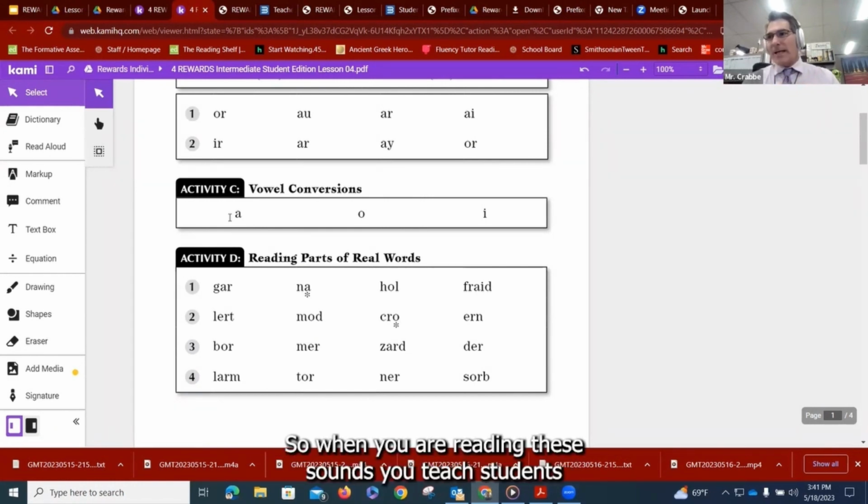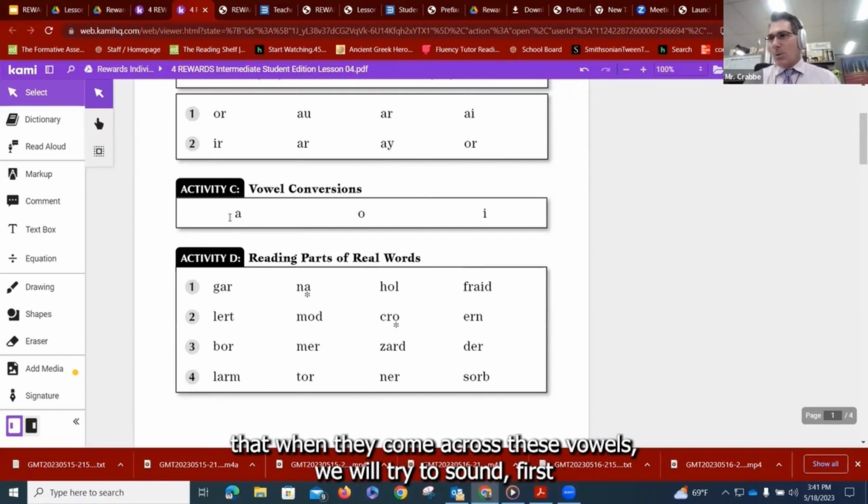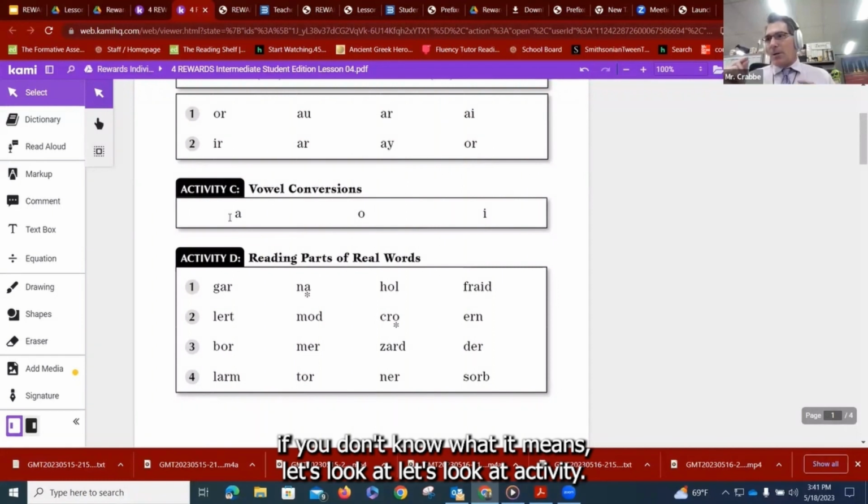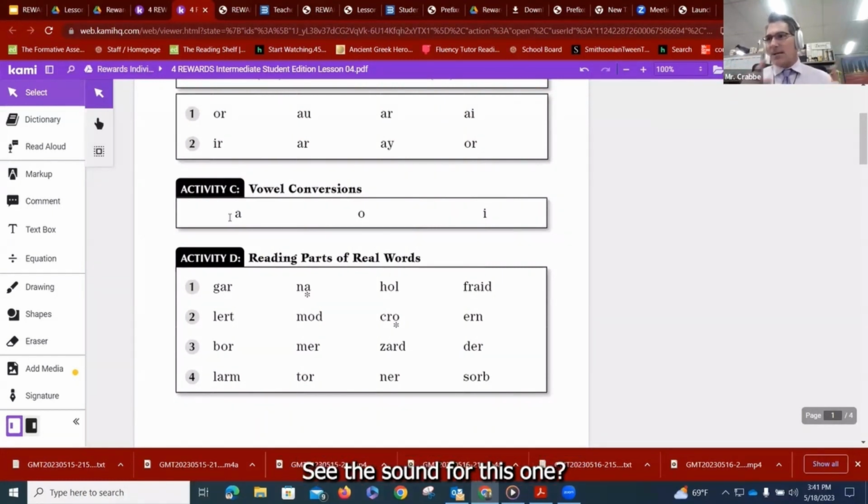So when you are reading these sounds, you teach students that when they come across these vowels, we will try the sound first. We'll try the sound first if we are unsure. And the sound, if you don't know what it means, let's look at activity C. The sound for this one right here would be A, as in cat.